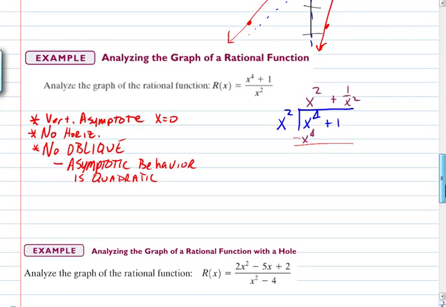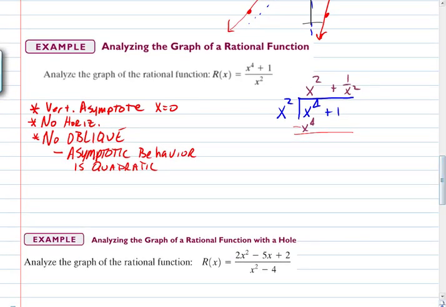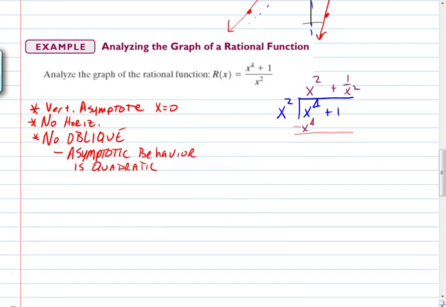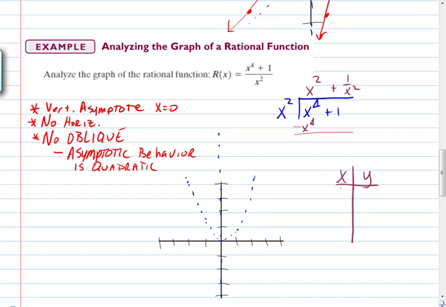So when we go to draw the graph or sketch the graph of this function, we would have precious little to work with. Vertical asymptote right here, and we would have a quadratic asymptotic behavior right here. And then how would we get points to plot? Just start plugging points into the function. So we need to start plotting some points. So we have, if x is equal to 1, what is y equal to? 2. If x is equal to negative 1, what is y equal to? 2. I think that's enough to get us going here.